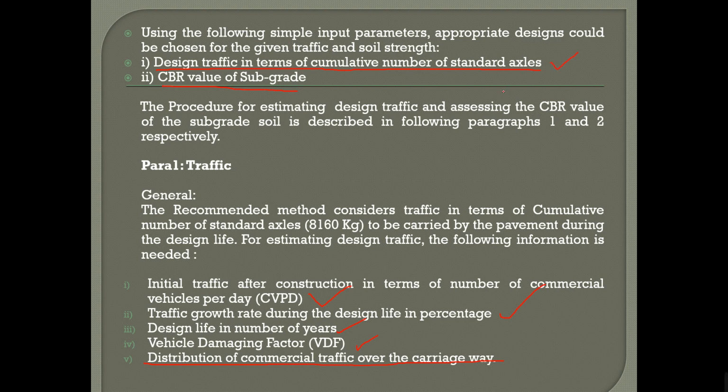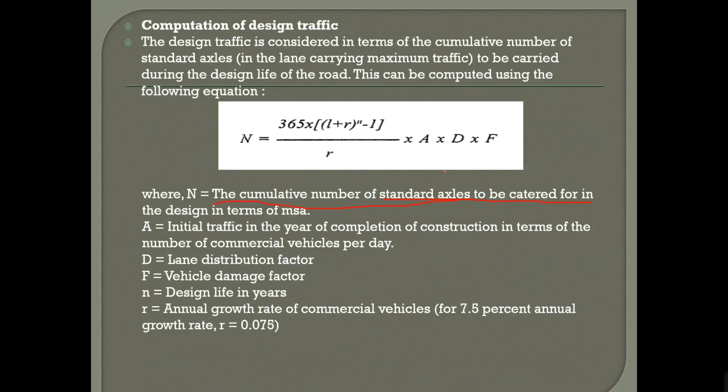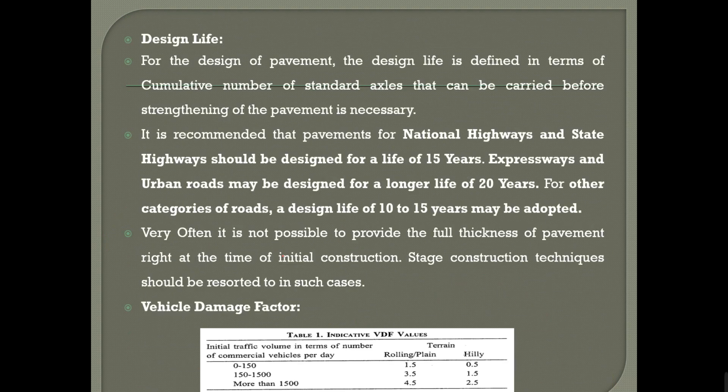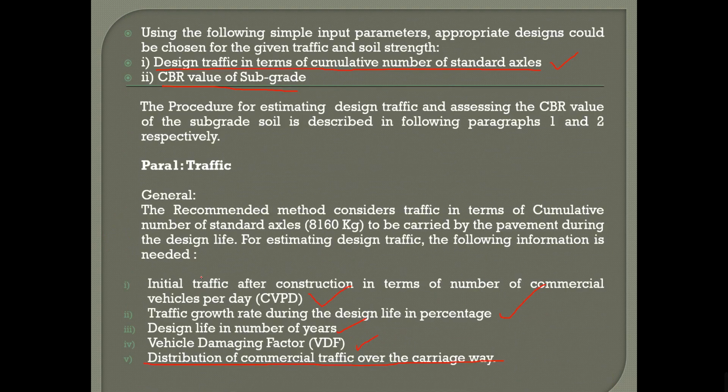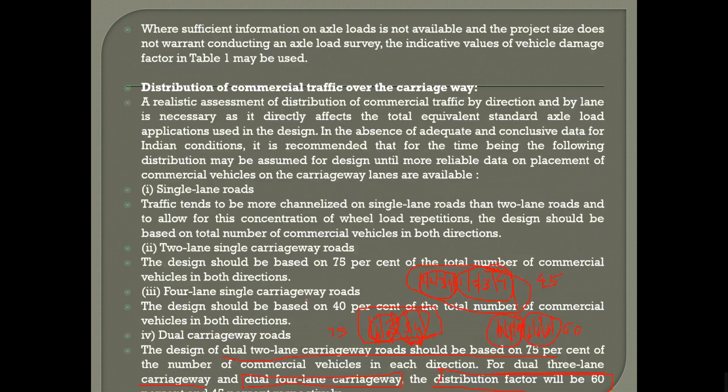For understanding this, we require the different parameters like A, D, F, and r. What do you mean by A? A is nothing but the initial traffic after completion of construction in terms of number of commercial vehicles per day, that we have studied. We had understood what CVPD means.